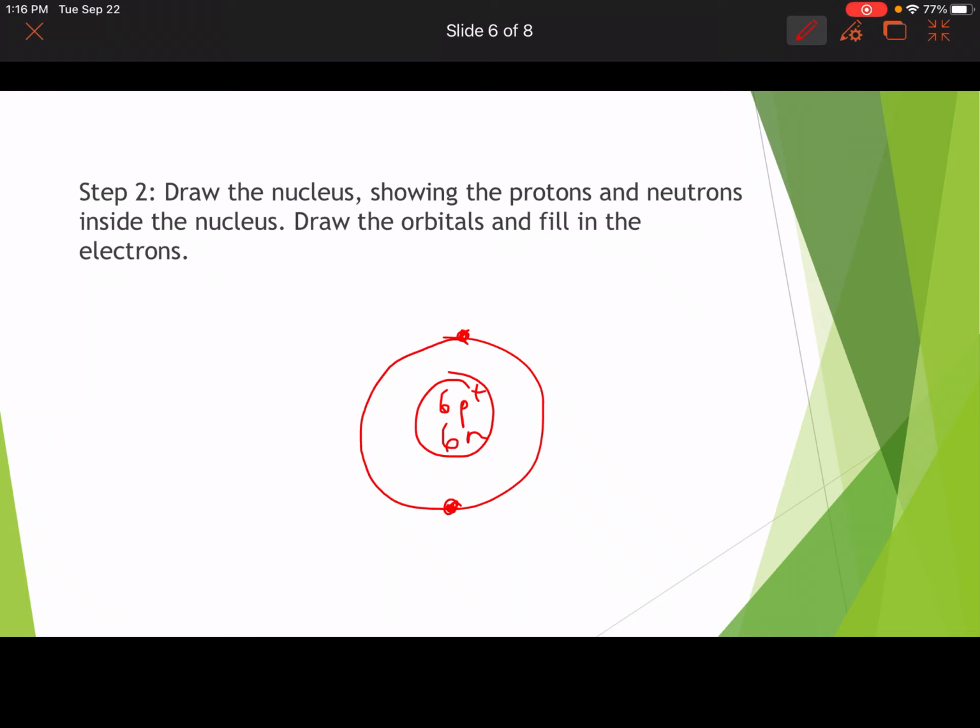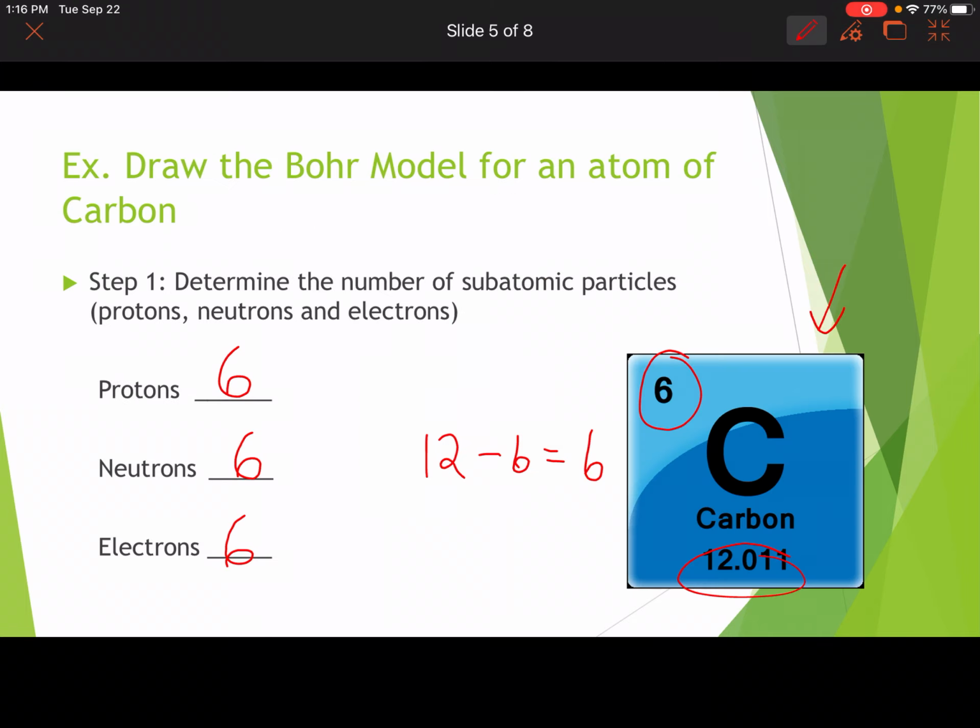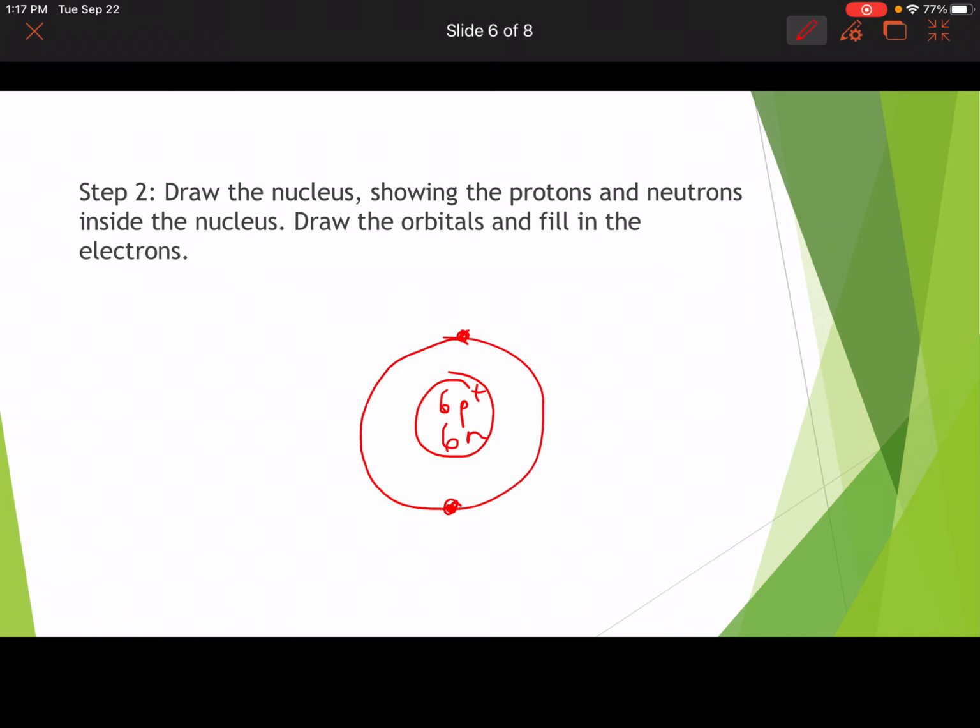Now, how many electrons total do I have? Let's go back and check. I've got 6 electrons total. Well, I've drawn 2, so how many left do I have to place? Yeah, I've got 4. So now I'm going to draw my next orbital, and now I'm going to draw 4 electrons in there.